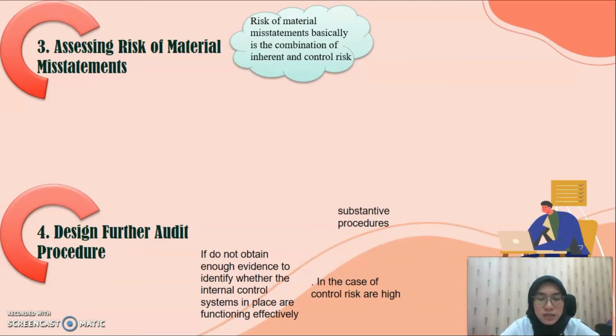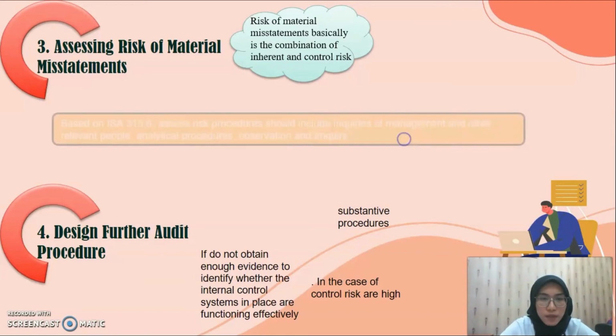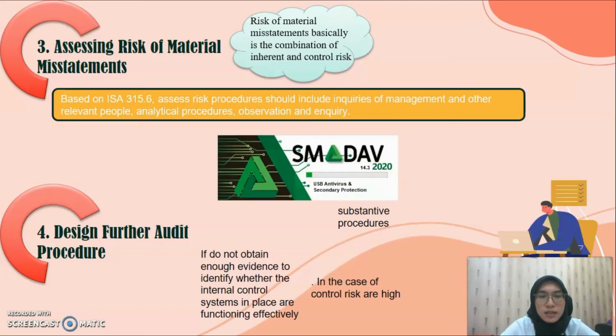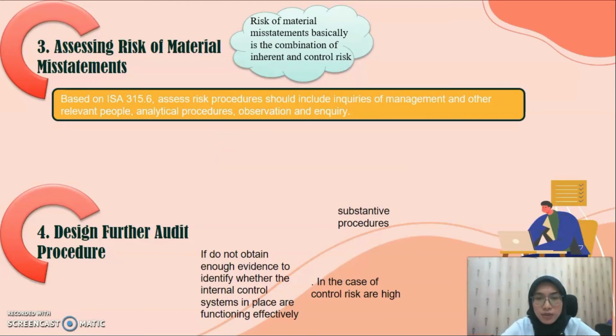After having an understanding of the entity, including internal control, the auditor needs to identify and assess the risk of material misstatement. This is to provide a basis for design and performing further audit procedure. Based on ISA 315.6, assess risk procedure should include inquiries of management and other relevant people, analytical procedure, observation and inquiry. The important thing is to ensure the risk identified is prioritized.